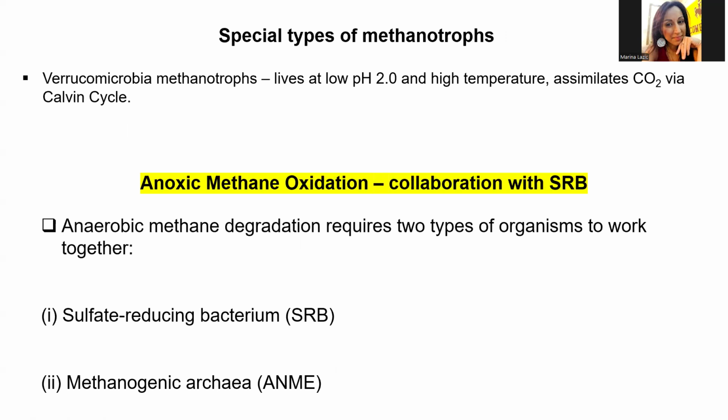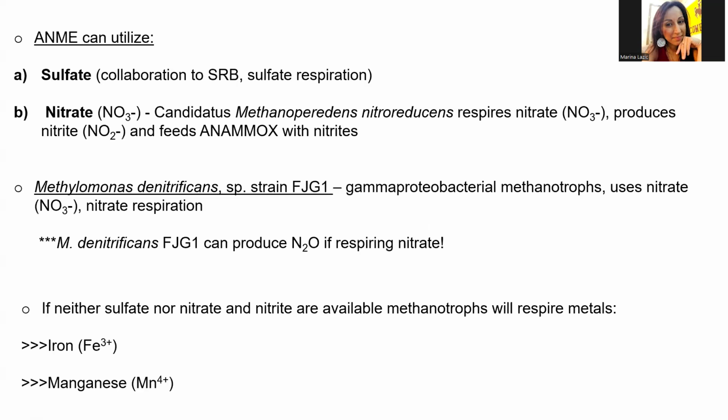Again, methanotrophs, I can't stress this enough. ANME, anaerobic methane oxidation in consortium with SRB. And these special types of methanotrophs that are called Verrucomicrobia live at very, very low pH and a high temperature. They're specialized in assimilation of CO2. But the one that I really insist on is this ANME plus SRB symbiosis. So again, this is why I'm stressing it.